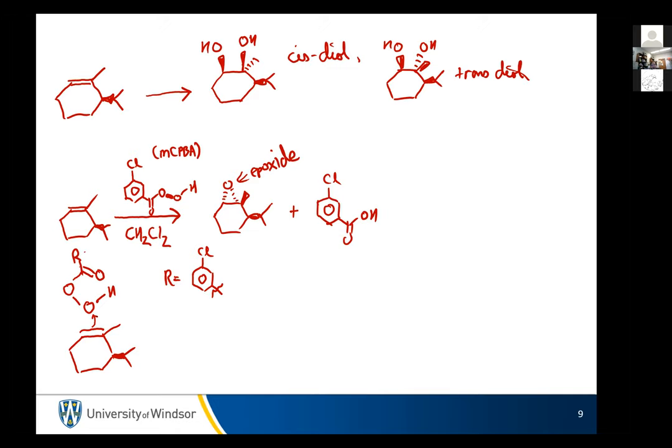H minus is not a happy molecule. O minus is pretty happy, especially because the O minus that is formed is part of a carboxylic acid. And we get great resonance, and we love resonance, right? So I'm just going to draw these two arrows first. Arrow one, arrow two. And we are going to go to the product.